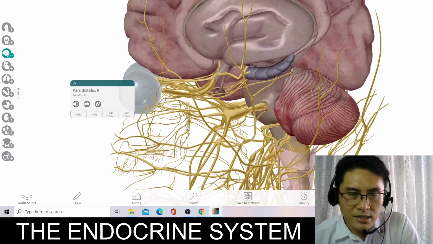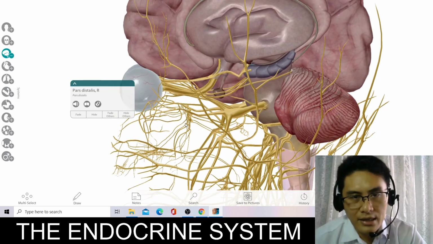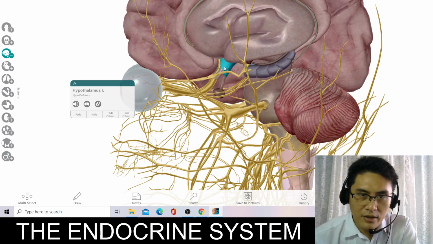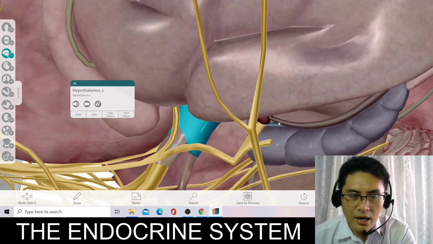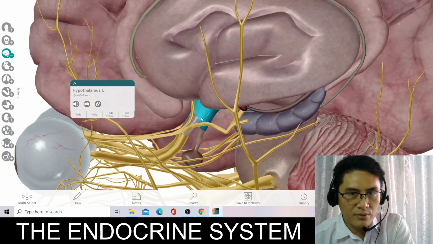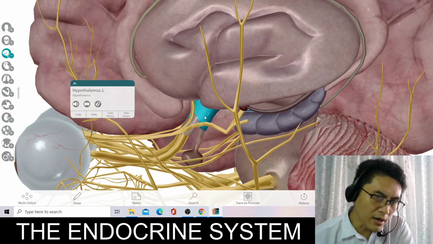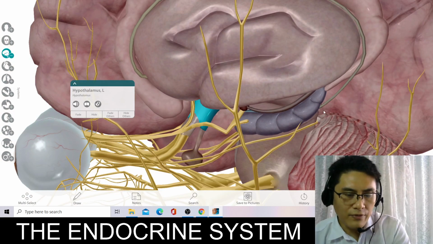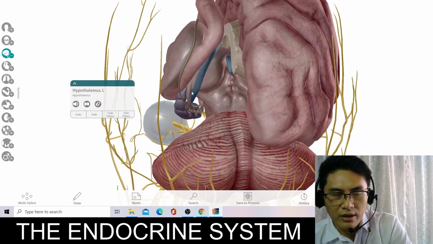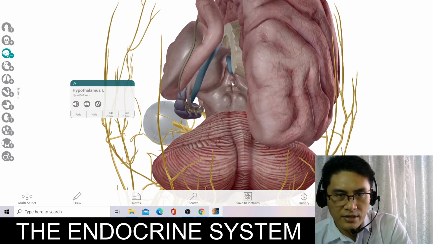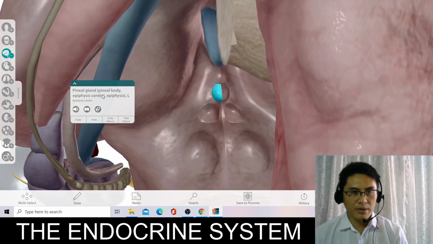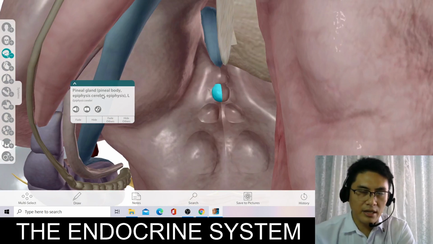Okay, and then something related to the pituitary gland is the hypothalamus. The hypothalamus is this structure here. You can think of it as the pituitary gland is actually hanging below the hypothalamus, which is connected to the brain stem. And then if you look at the back of the brain, between the two hemispheres, there's this small structure. This is called the pineal gland, or the pineal body.